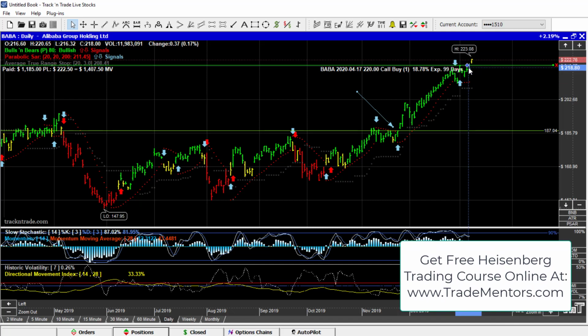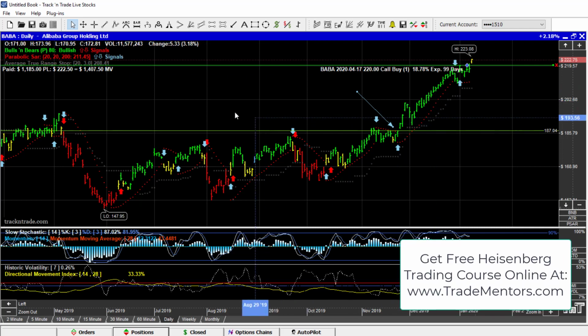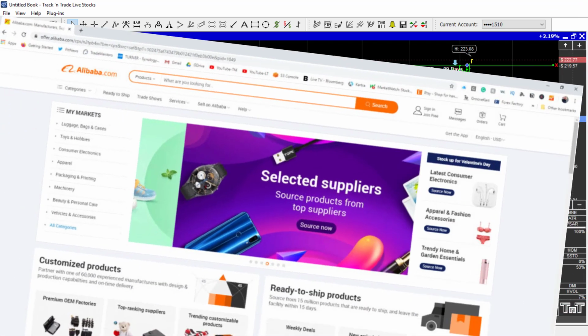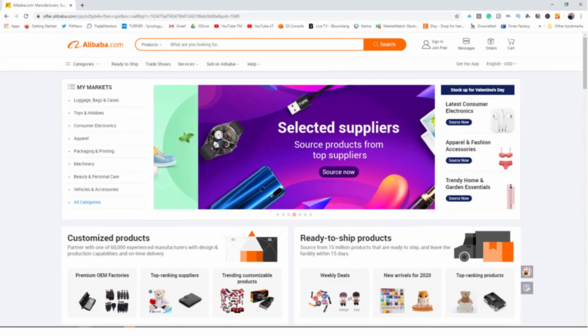This is a cautious long position because the market's all excited, and the Chinese market is excited because this is a new IPO for them, and this is one of their darlings of the Chinese market. And if I bring you over, this is the Alibaba website. Alibaba is, as I mentioned earlier, Amazon for China. It's a really super popular website.